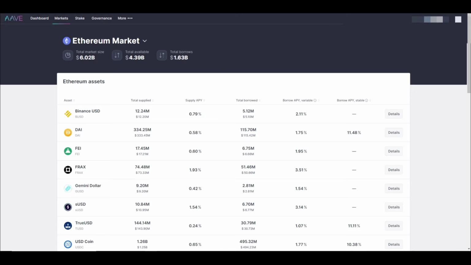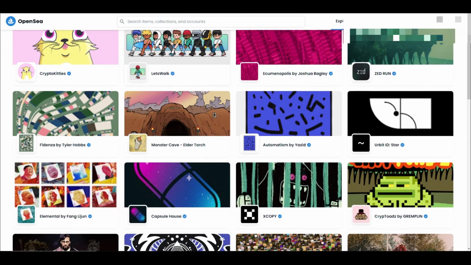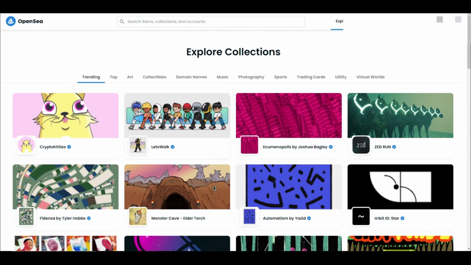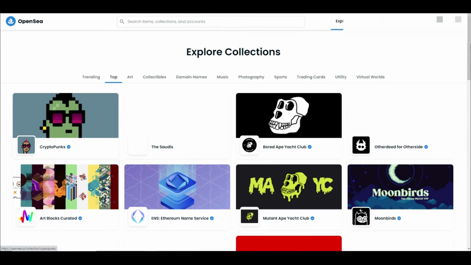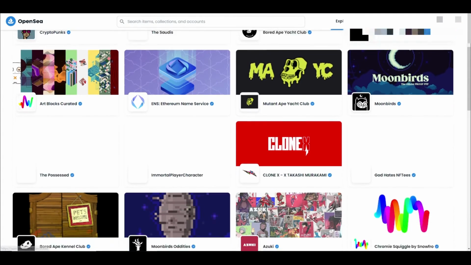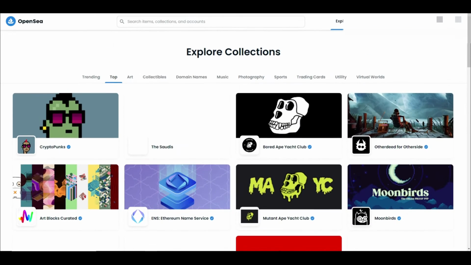So then we go over into some of the NFT marketplaces like OpenSea, OG. This is where you're going to find your CryptoKitties, all your crazy stuff. Let's go look around for what's top art. CryptoPunks, Bored Ape Yacht Club, Mutant Ape Yacht Club. This is where you find all those original NFTs and everything that like Justin Bieber and stuff is buying.